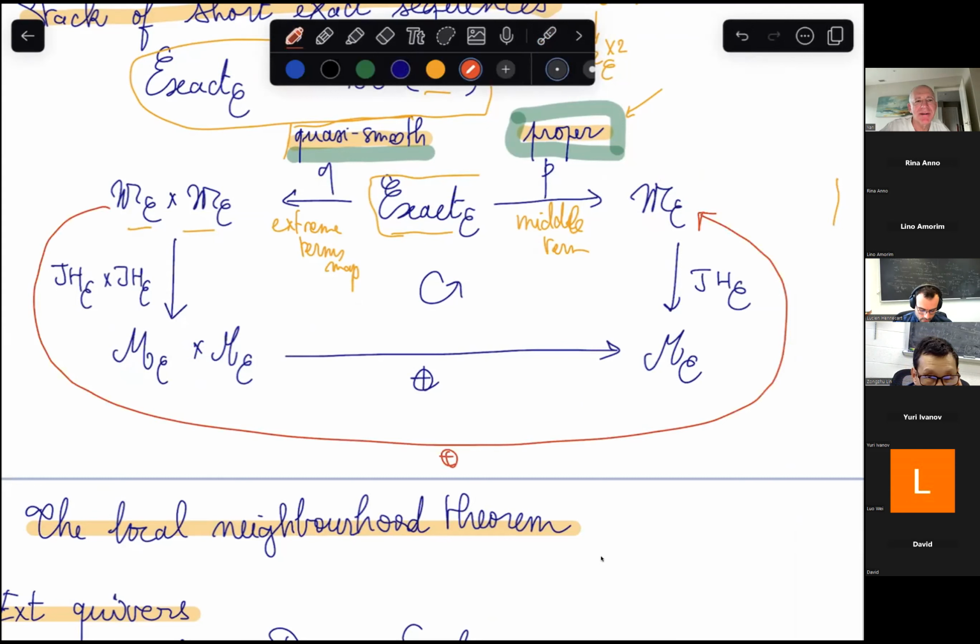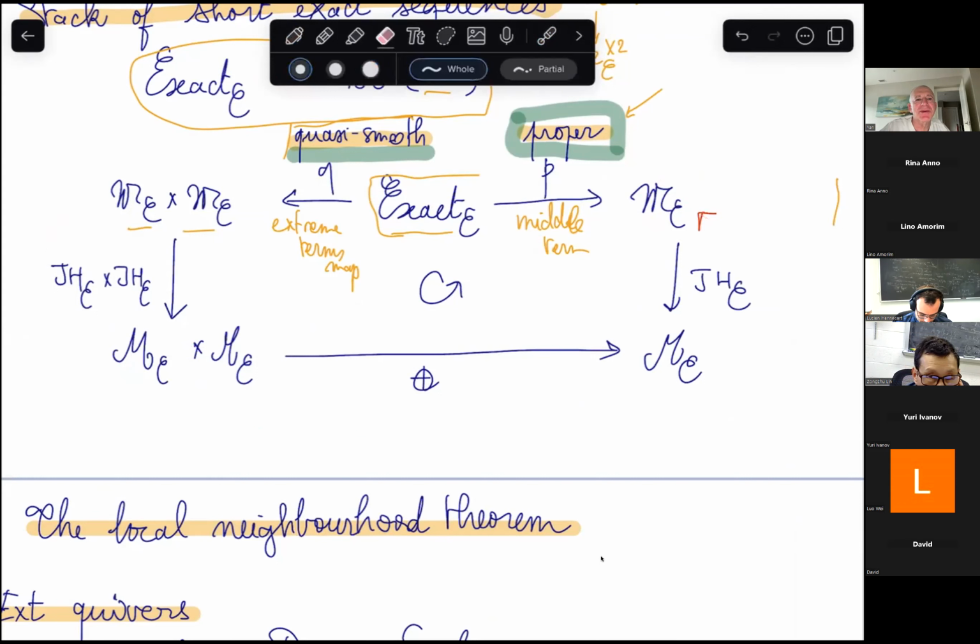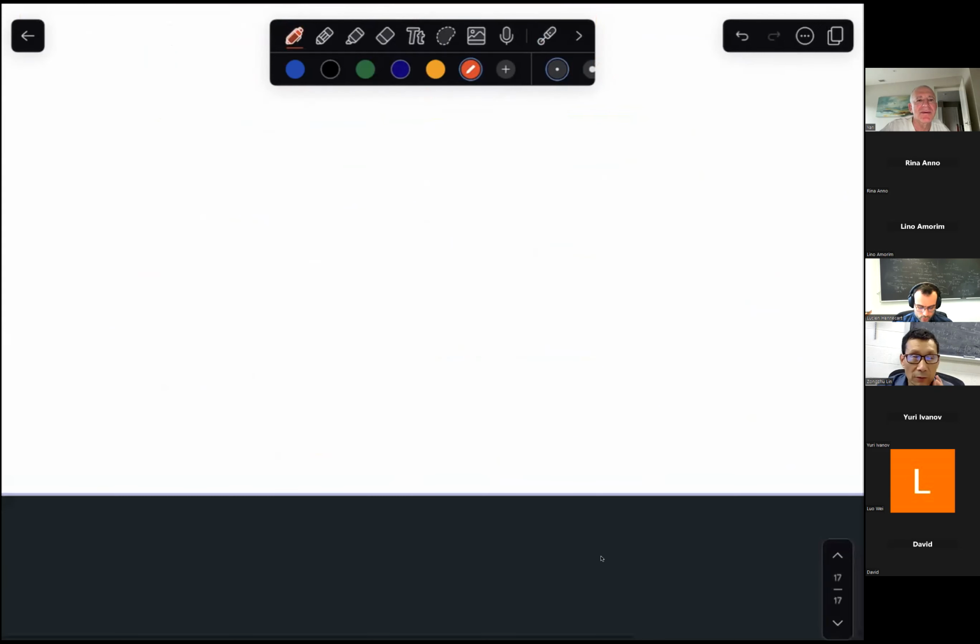With the assumption that this P is proper and the other one is quasi-smooth. These are assumptions in general. But you can do perverse sheaves on this stack.